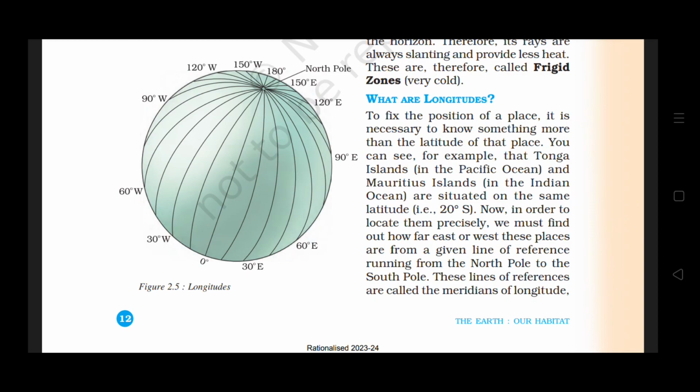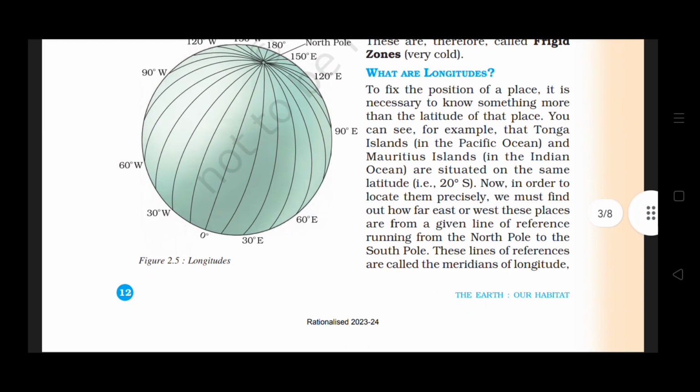As it is said here, both places, Tonga Island and Mauritius Island, are on the same latitude, but we don't know their exact location. If they are on the same latitude, it does not mean that they are together; in fact, they are quite far from one another. So what is the way to locate them? Obviously, the answer is with the help of longitude.